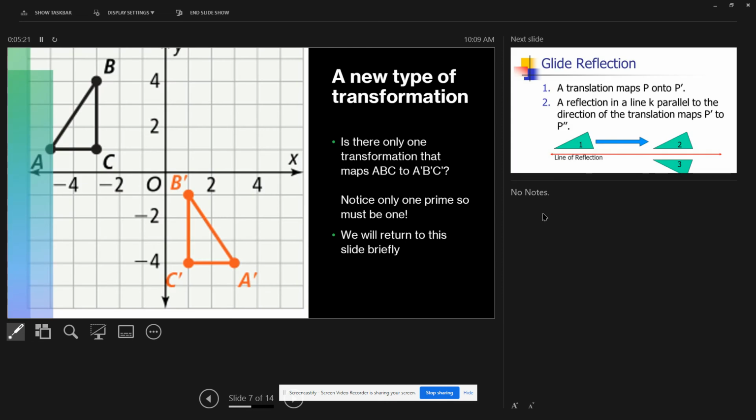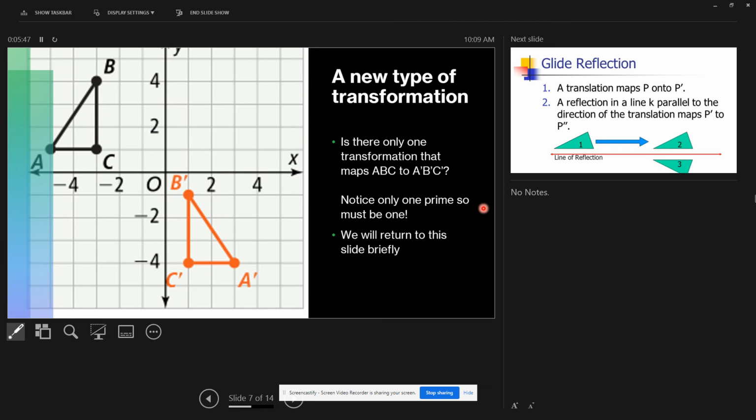Because we could have something like this. Is there a transformation that maps using only one transformation? Notice that we only have one tick mark on the orange A, B, and C. There's only one tick mark here, here, and here. That tells us that we have performed only one transformation, not two. So which one transformation will map it?